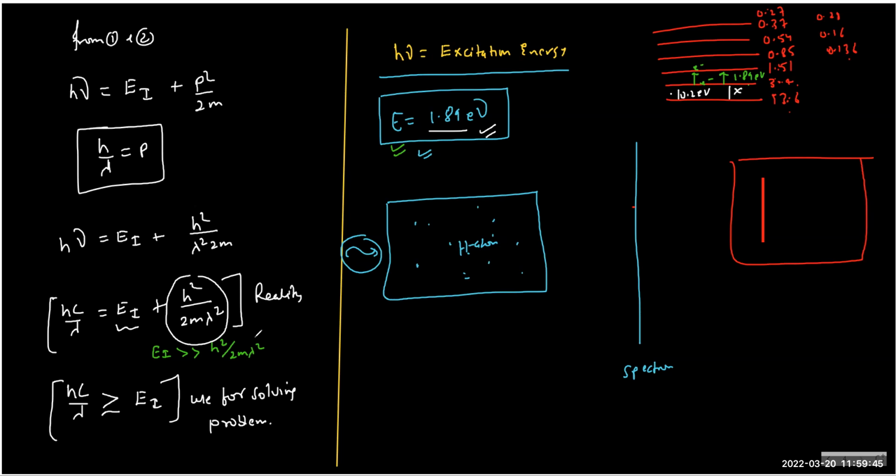So the whole idea is EI will always exceed this value, and therefore the equation we actually use to solve problems is the equivalence relation. When we solve a question, we equate this with this. That's it. We really do not bother about the other part, because it is very small. So when you solve numericals, you just think this way.